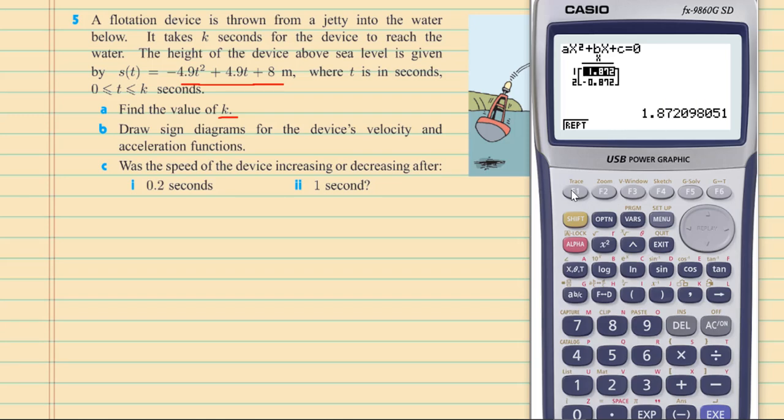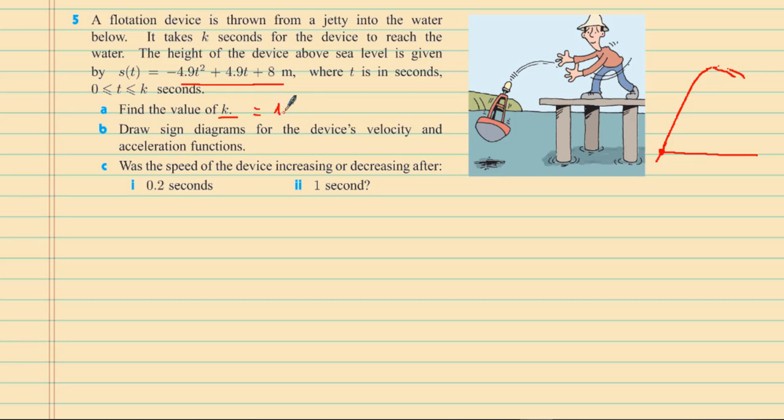Now we can see there are two results. Of course, a quadratic equation will have two results: 1.87 and minus 0.87. Time cannot be negative for us, so we only choose 1.87. So k equals 1.87. Okay, let's write all of them.